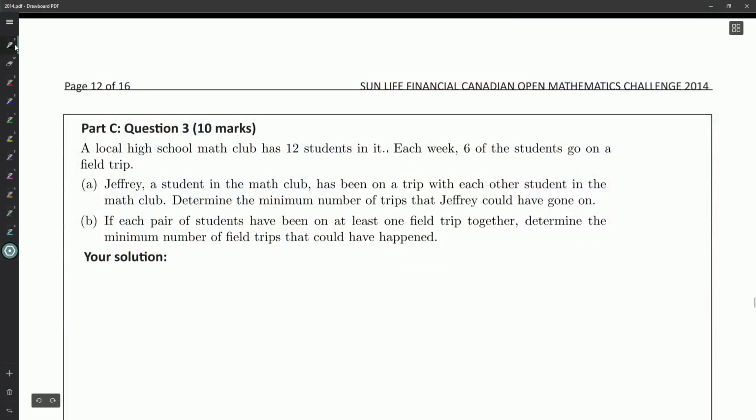A local high school math club has 12 students in it. Each week, 6 of the students go on a field trip.